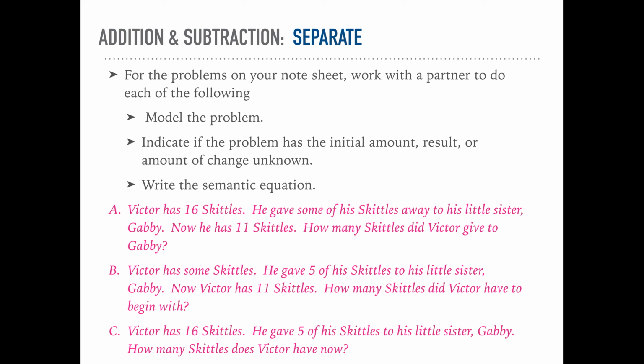So again, on your note sheet, here are 3 new problems about Victor and Skittles. What I want you to do is, in a second, press pause. And on your worksheet, I want you to go ahead and first do what you think is right. These are all separate structures, but is it an unknown initial, unknown result, or unknown change? And then write down what you would think is the best semantic equation that models the structure. Okay, so go ahead and press pause now.